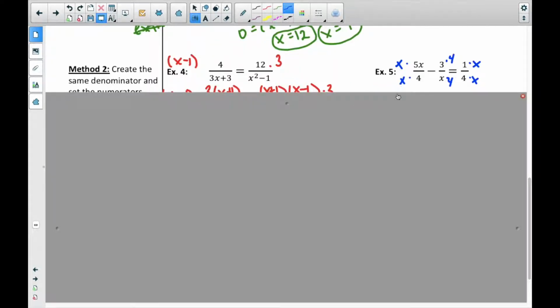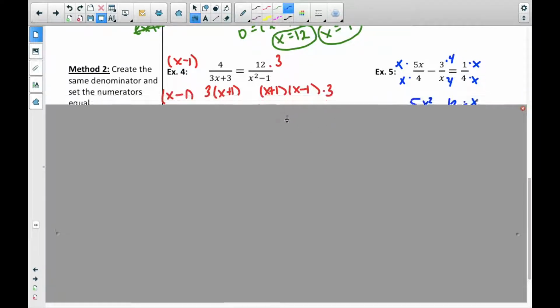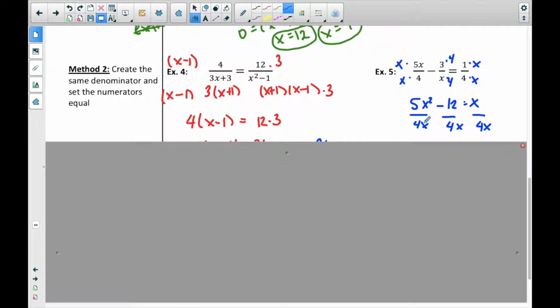Okay, let me show you what I did on number 5. My common denominator was going to be a 4x. So I had to multiply this one by x and x, this one by 4 and 4, this one by x and x. Then I multiply those out, and I get 5x squared over 4x minus 12 over 4x is equal to x over 4x. In other words, I now have the same denominator. I can cross those out. I do not need those anymore.